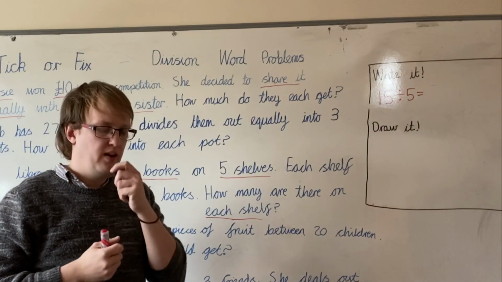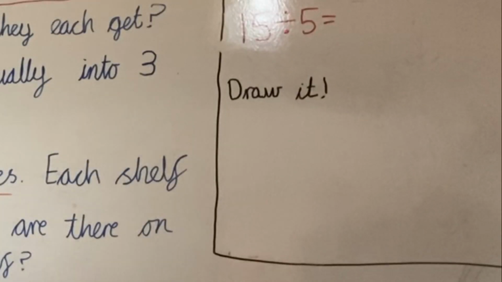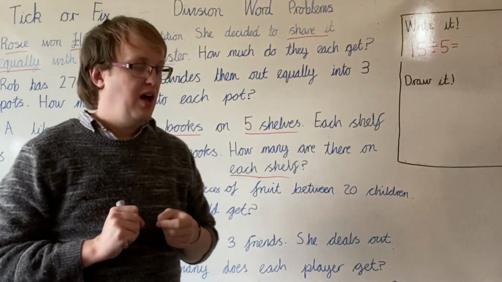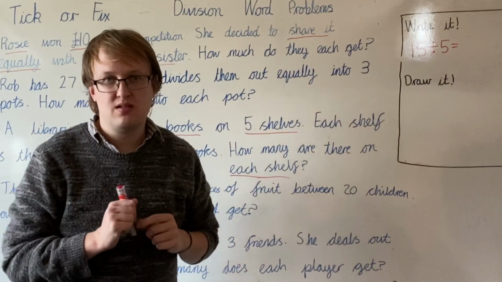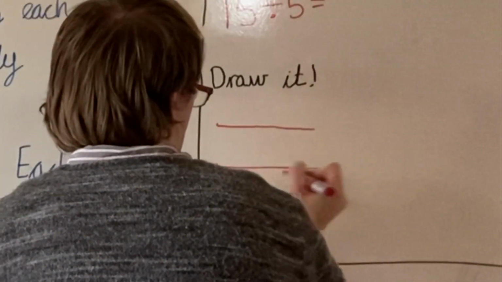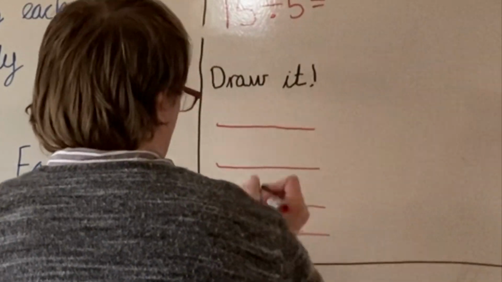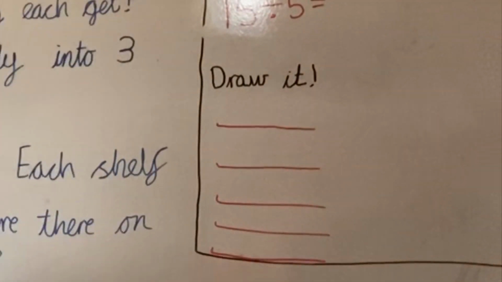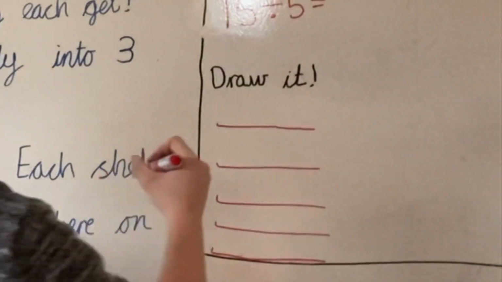15 divided by 5. I'm going to draw it. Now what I'm going to do is I'm going to draw my 5 shelves and I'm going to share out 15 books. I've got my 5 shelves and I'm going to share out 15 books.